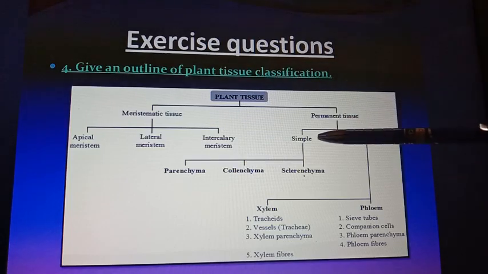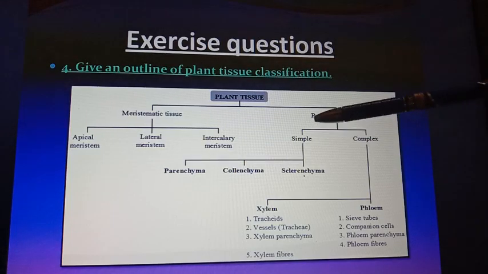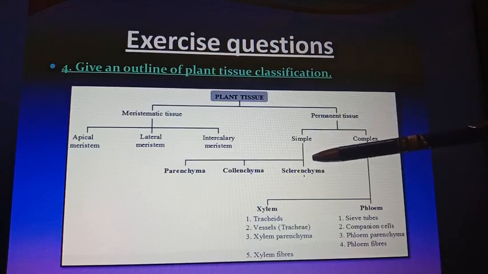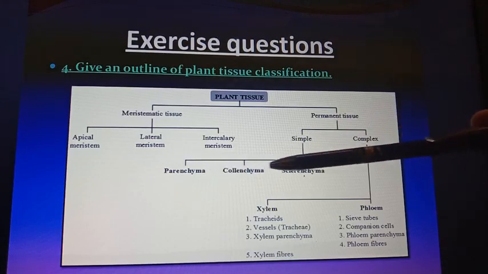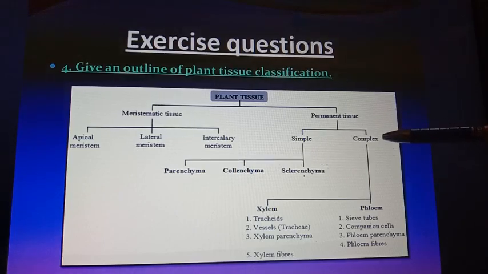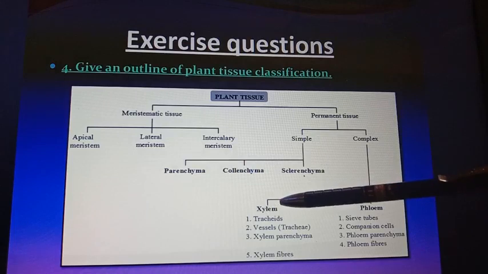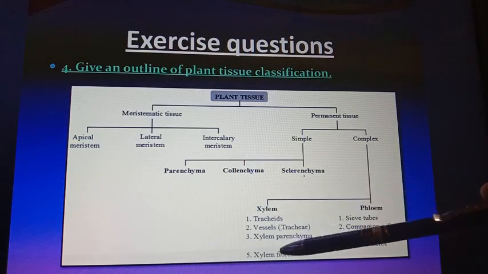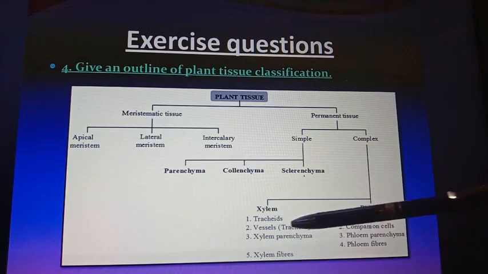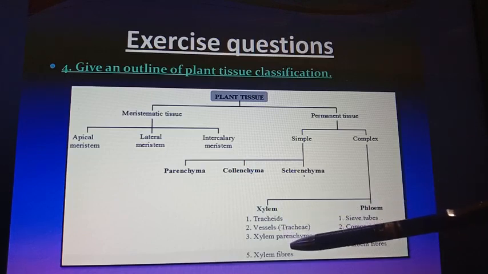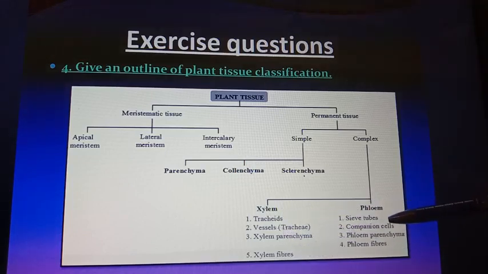Permanent tissue is divided into 2 types, simple and complex. Simple is divided into 3 types, parenchyma, collenchyma and sclerenchyma. Complex tissue is divided into 2 types, xylem and phloem. Xylem contains these 4 elements: tracheids, trachea or vessels, xylem parenchyma, xylem fibers. Phloem contains these 4 elements: sieve tubes, companion cells, phloem parenchyma, phloem fibers.